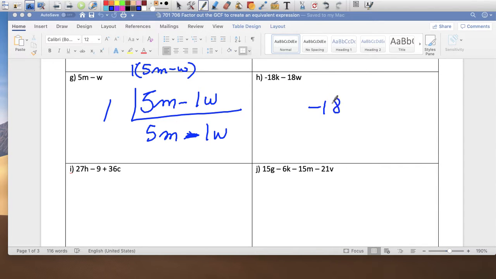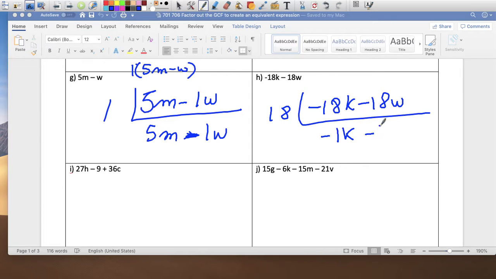This one, negative 18k minus 18w. We're going to pull out, what's the highest number we can get? Well, the highest is 18. 18 goes into 18k one time, but it's negative. And 18 goes into negative 18w one time, but it's negative 1w. Final answer should be this. Notice that I didn't write the 1 because it's completely unnecessary.